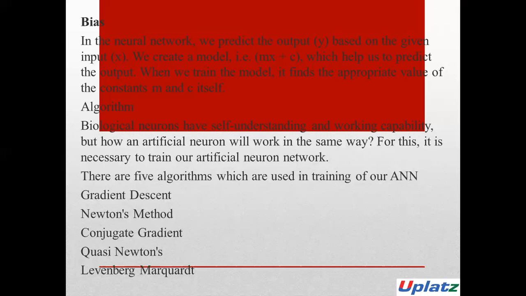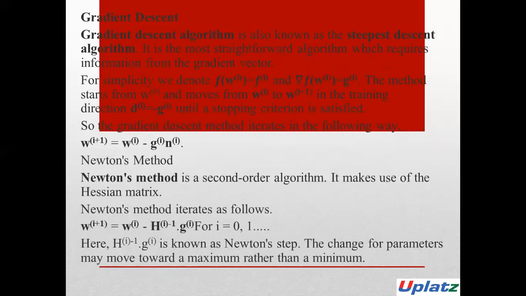The gradient descent algorithm is also known as the steepest descent algorithm. It is the most straightforward algorithm, which requires information from the gradient vector. The gradient descent algorithm is a first order method.